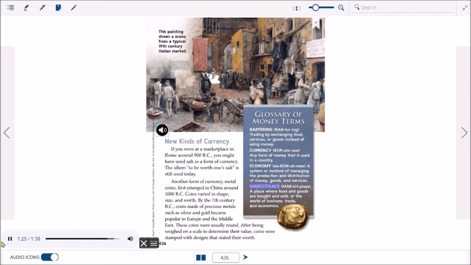Marketplace. A place where food and goods are bought and sold, or the world of business, trade, and economics. This painting shows a scene from a typical 19th century Italian market.